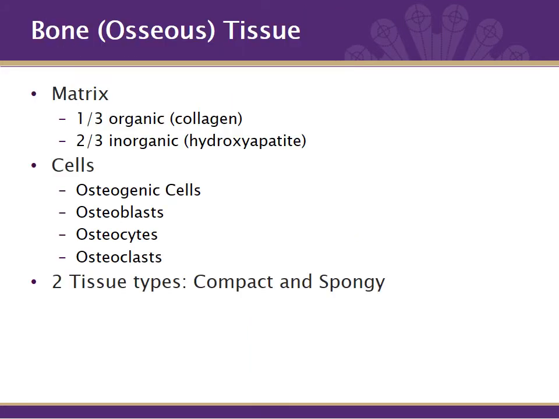Bone tissue, or osseous tissue. Like other connective tissues, bone is composed of cells and matrix. The matrix is 1/3 organic and 2/3 inorganic. The organic portion is made of collagen, which allows bone to be flexible and absorbs pressure. The inorganic part is made of hydroxyapatite, a crystallized salt made of calcium and phosphate that provides strength to the tissue. This is one of the ways that our body stores calcium.